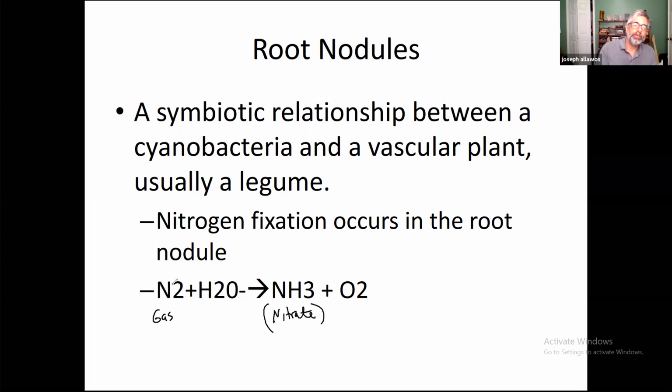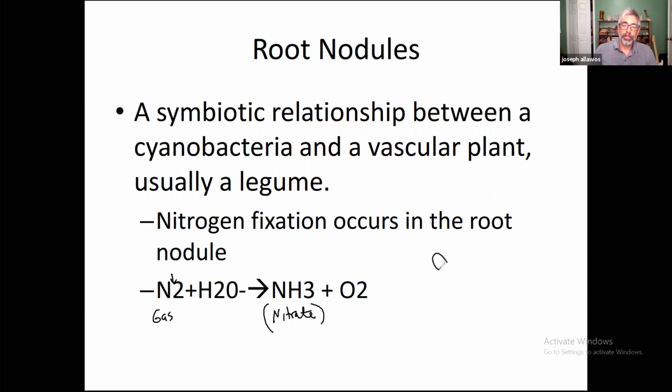They don't have a way of cleaving this molecule here into two pieces and snatching the nitrogen that they need to make things that are useful out of nitrogen. For example, the chlorophyll molecule has nitrogen in it. Okay. So here's the nature of the relationship.